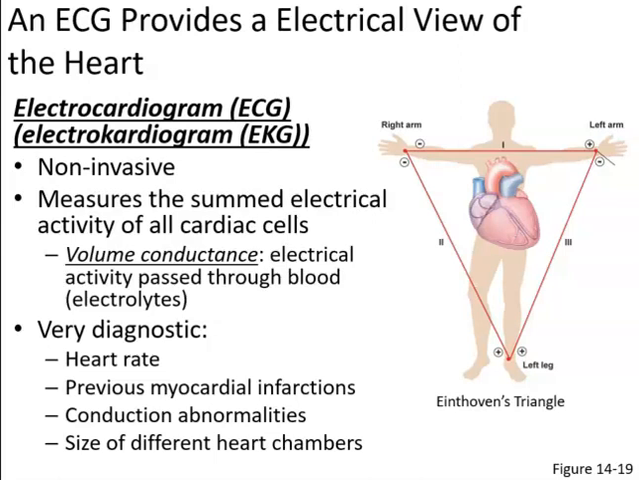Now we know that EKGs are very diagnostic. It can show the heart rate of a patient as well as showing previous myocardial infarctions or previous heart attacks. It can also show different conduction abnormalities such as bundle branch blockage, as well as showing us the size of the different heart chambers and the location of the heart.